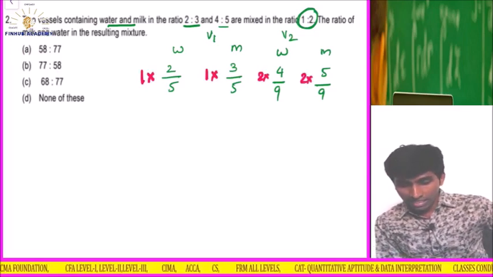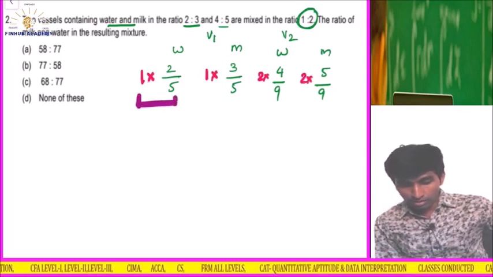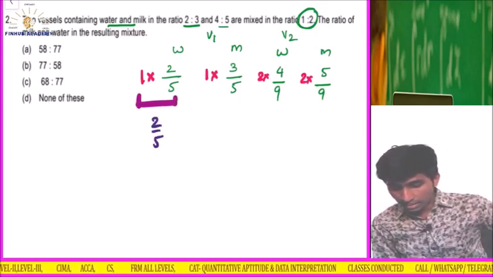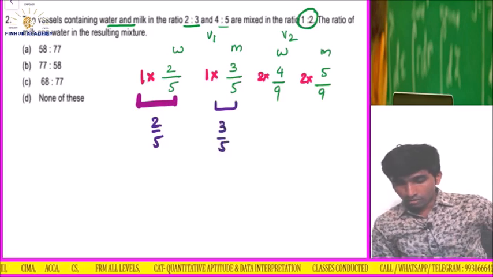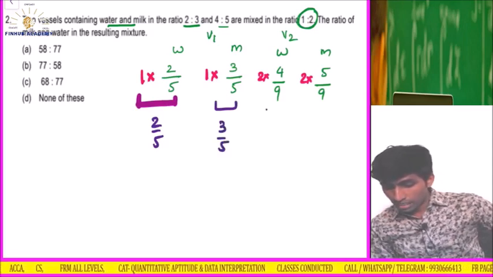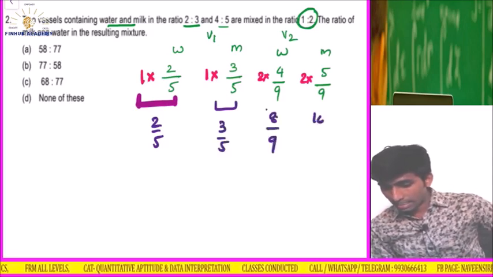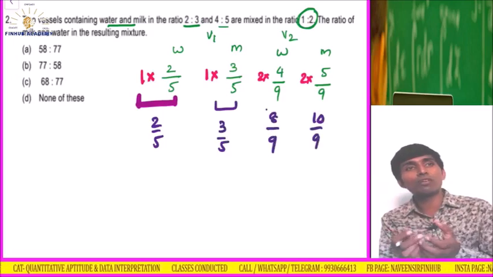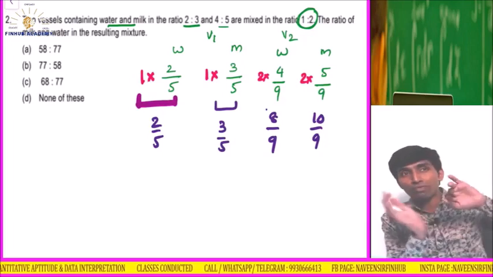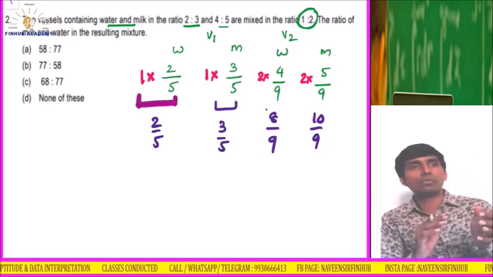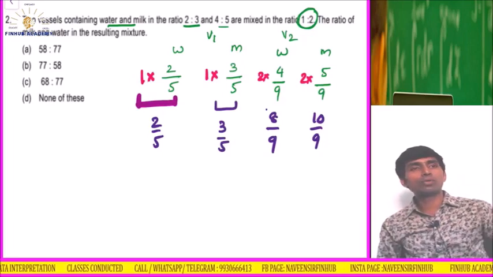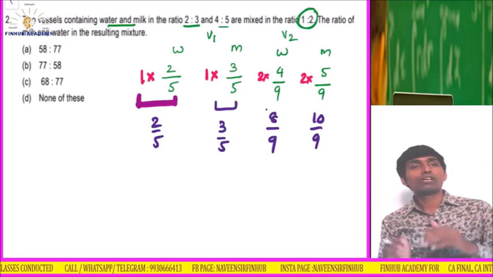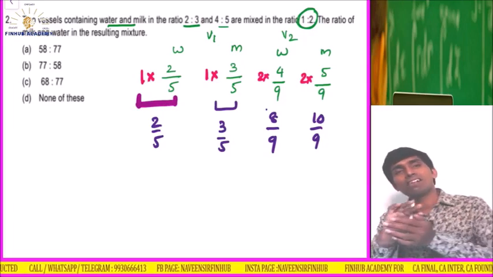So what I will get is, when I take one part, the water is 2/5 and here the milk is 3/5. For the second vessel, 4 twos are 8, so 8/9 and here 10/9. Understood? So what I did, they have been mixed now in the ratio 1:2. From the first vessel you multiply the ratio with 1 and from the second you multiply by 2. Now we have taken these mixtures together. So I will add the water part and I will add the milk part.